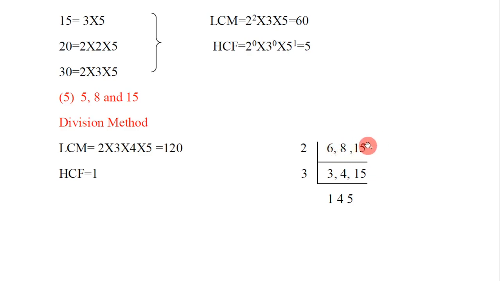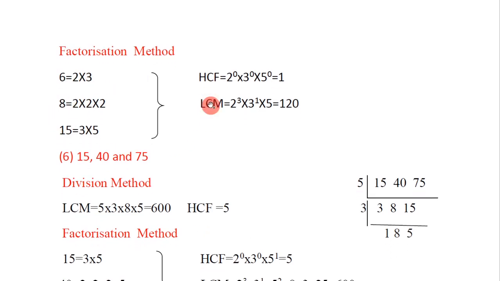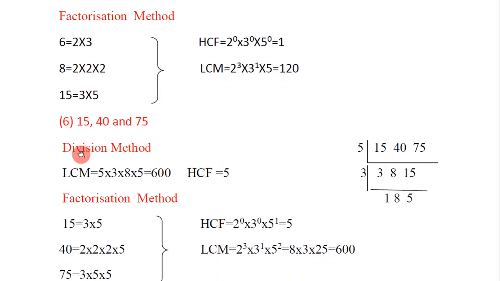So for all the three numbers, the common factor is just the number 1, which is not written here. So it is the number 1 which is common to all the three numbers. So HCF equal to 1. Then in the same way we can follow the factorization method, and it comes HCF equal to 1 and LCM equal to 120.